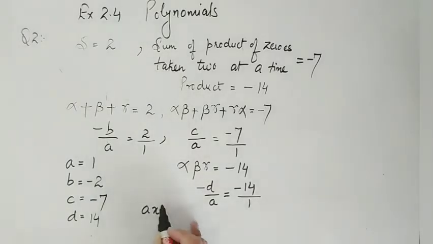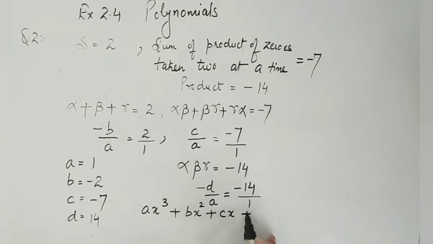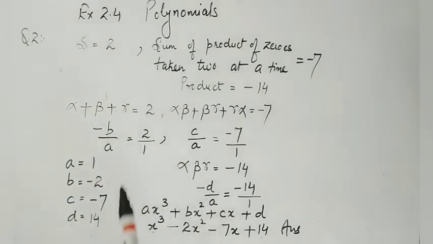And how do we frame a cubic polynomial? It's always ax cube plus bx square plus cx plus d. Substitute the values of all four. A is 1, so 1x cube can be just written as x cube. Then comes bx square. Put the value of b, which is -2, so it's -2 times x square. C, -7 times x. D, which is 14. That's it. So this is how your cubic polynomial can be easily framed once you know the values for a, b, c and d.